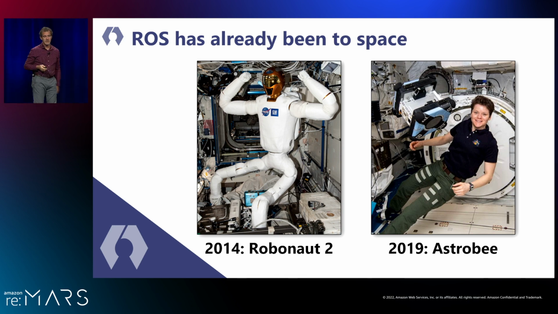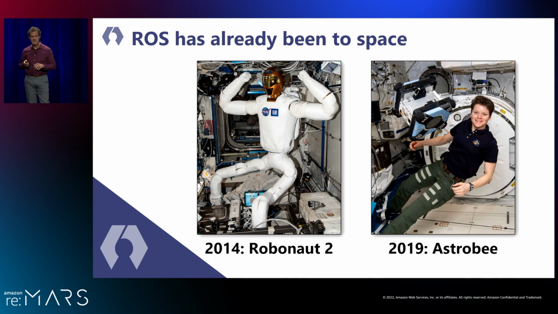And you might be surprised to know that ROS has already actually been to space. It was used for Robonaut 2 in 2014, and it's also used on the Astrobee robot in 2019. So NASA created this free-flying robotic system, that cube there, that was intended to help robots and offload some of their routine duties, to leave them more time to focus on other things that only people can do.